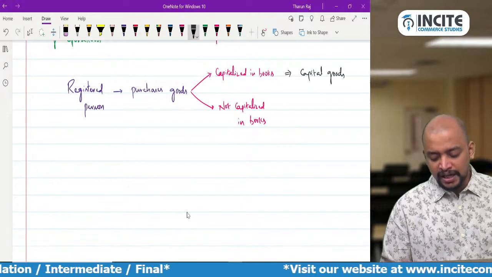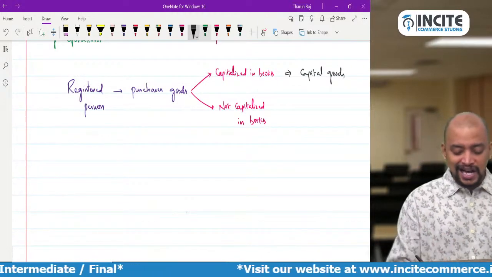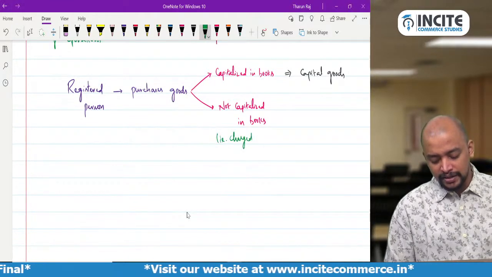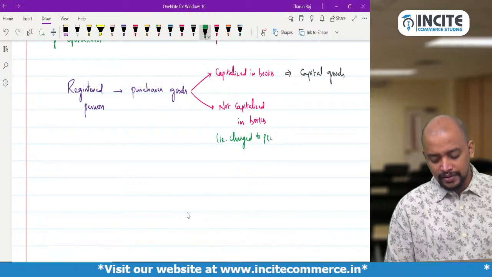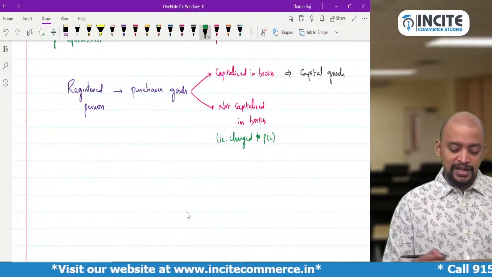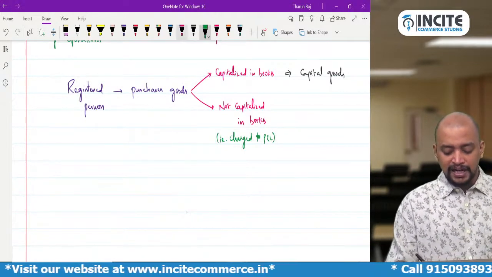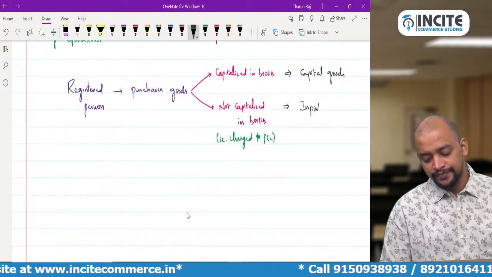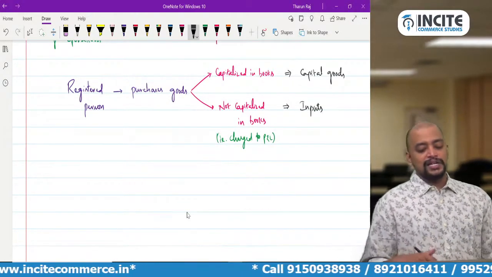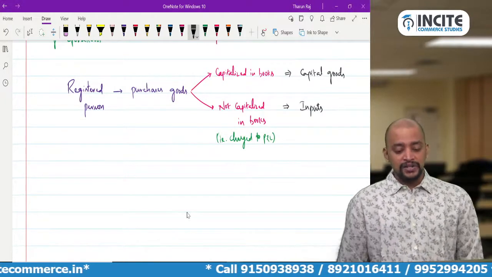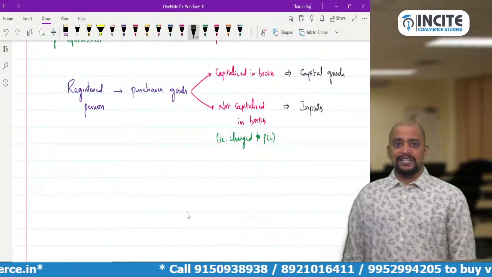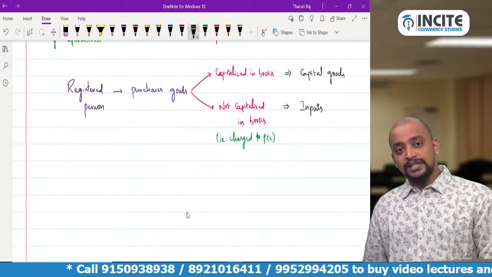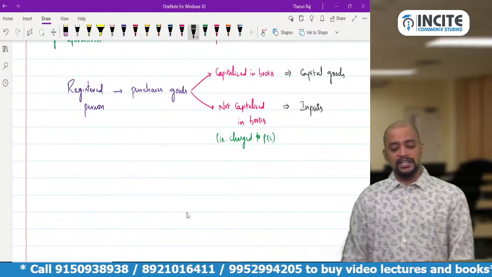Not capitalized in books means what? That is charged to P&L. So it is not classified as capital expenditure, then it will be coming under inputs. So there is a registered person who purchases goods. If those goods are capitalized in the books, it will be capital goods. Not capitalized in the books, then it will be treated as input.